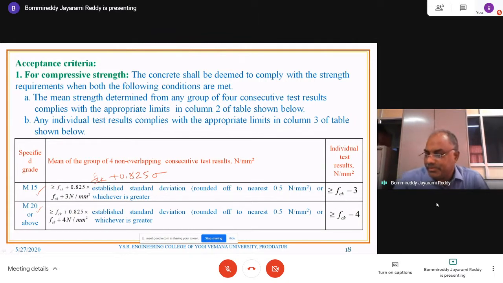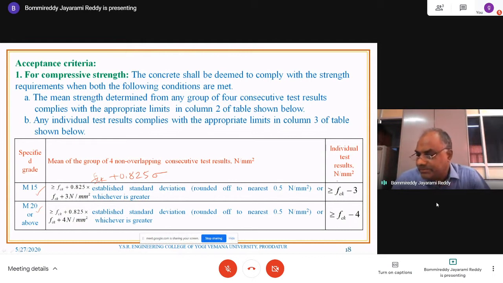Sometimes a few cubes may give more strength and 1 or 2 cubes may give less strength. In such a case, a restriction is also given. The individual test results must be more than FCK minus 3 in case of M15 grade of concrete. For M20 and above, individual test results must be more than FCK minus 4. FCK is the characteristic strength of the concrete.